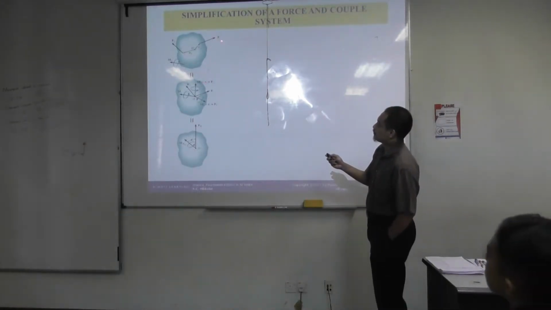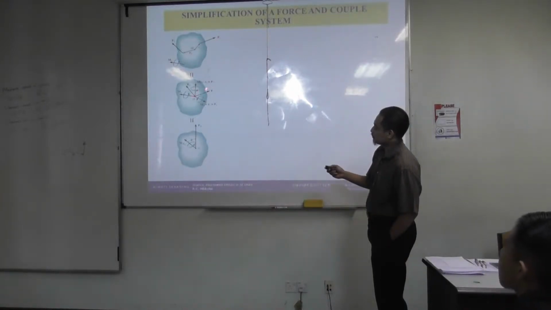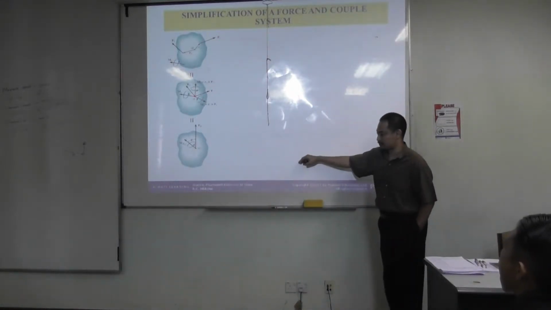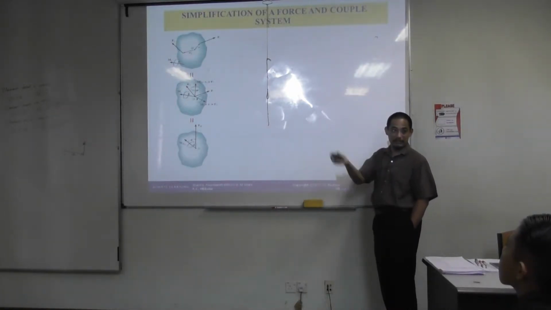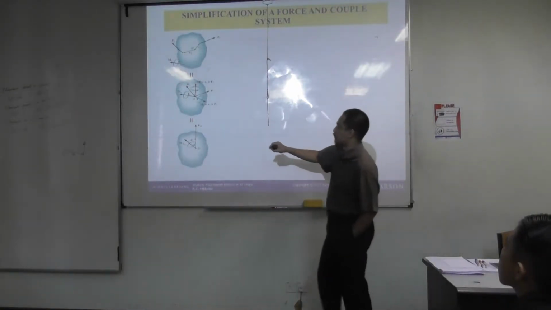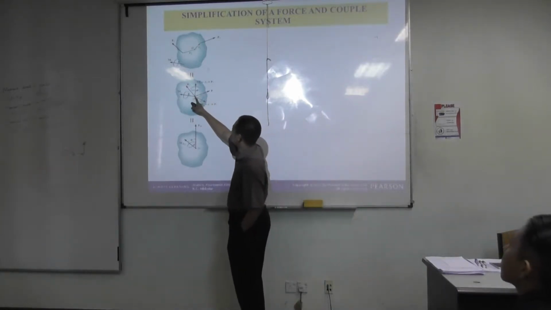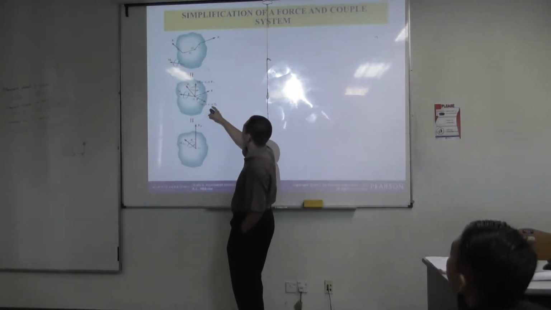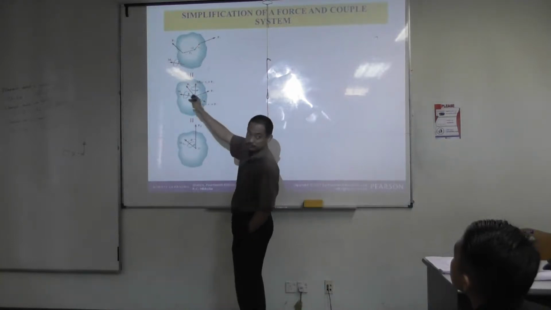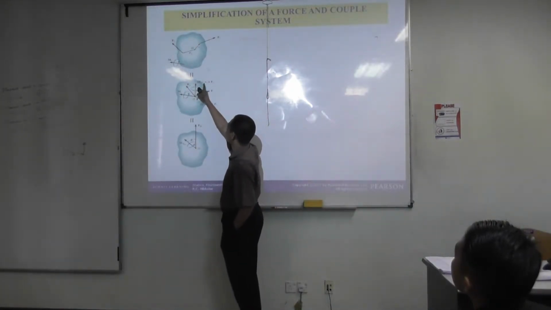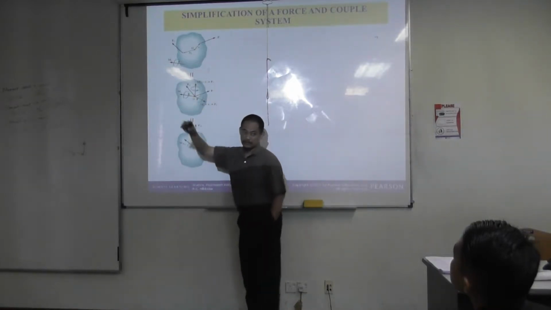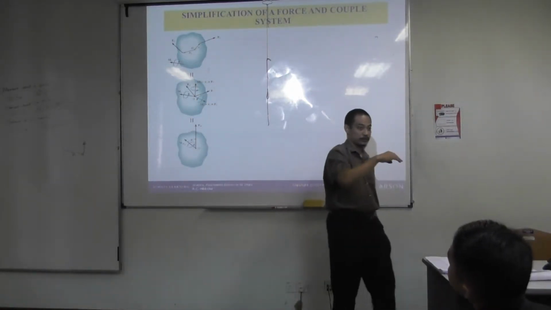But when we want to bring this F1 to this point, we cannot just simply bring it, because the position there actually also has the couple effect. So when we want to bring F1 here, you have F1 and then R1 cross F1, from R cross F. When we want to bring F2 here, you also have R2 cross F2, meaning the shifting also produces the moment.